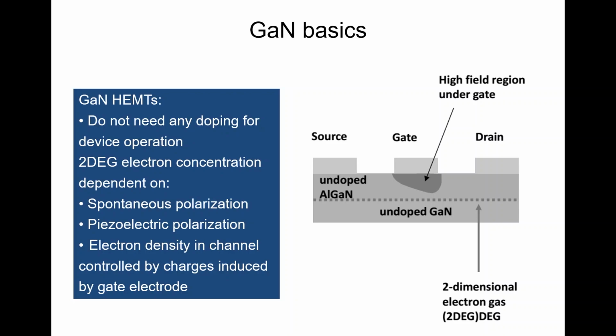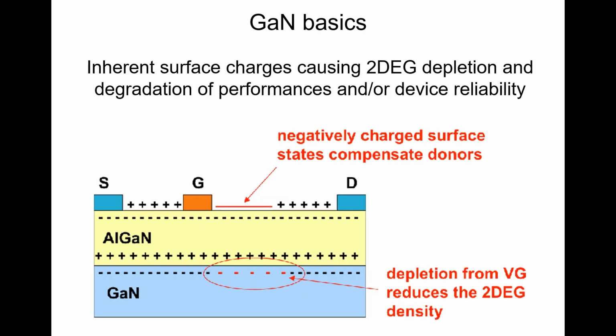So again, just as a wrap-up, you don't need any doping for device operation. You have a high 2DEG concentration that depends on spontaneous and piezo polarization, so it's quite inherent, or natural, to the material. Piezo is related to strain, and this is the different conduction band here. And the electron density is controlled by the charge induced by the gate. So you can basically fully deplete the channel with the gate and get nice transistors. So that's the concept here.